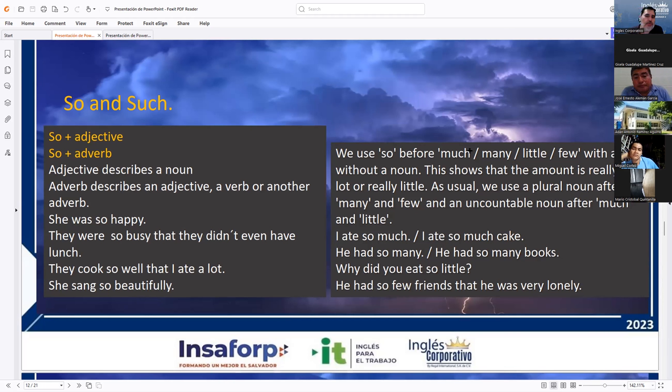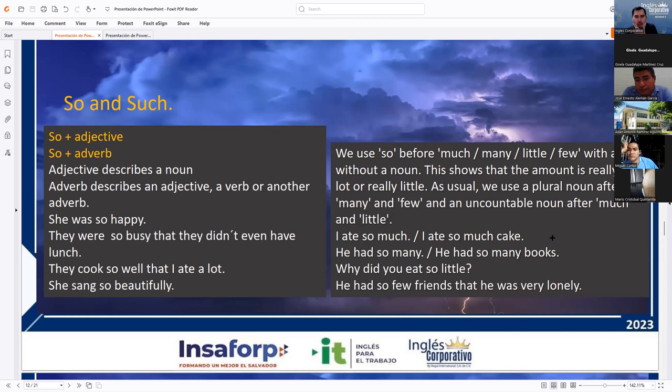We use so before much, so much. Thank you so much. Or so many. There were so many people in the room that it felt really hot. There was so little money in the account that we didn't know how we were going to survive that month. Few. There were so few cookies that they were not enough for all the children that came to the party. Okay, few, so few cookies. There were not enough cookies for all the children that came to the party.